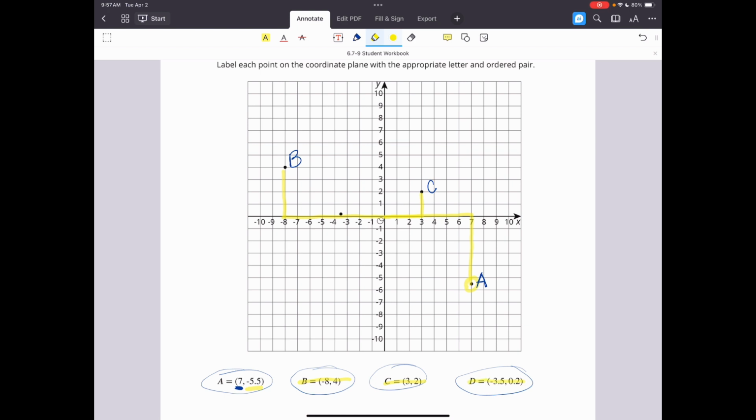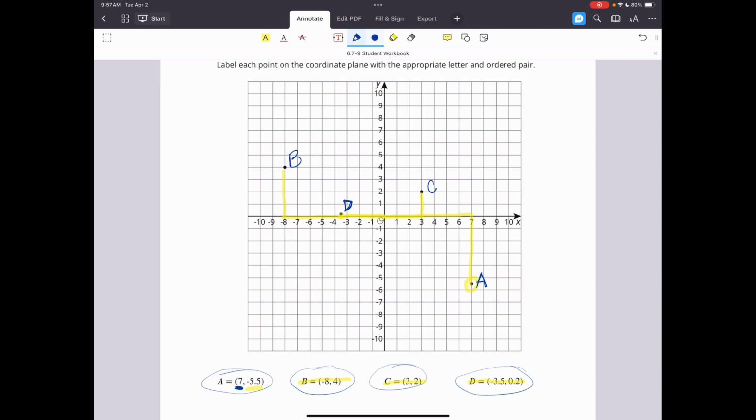The last one has to be the only one that's remaining on the graph, but let's just double check that. Negative 3.5 means the negative is 3 units to the left and then an extra half unit. And then 2/10 is just barely above the 0. So it's just barely above that x-axis line, 2/10 of a whole. So that's my letter D.